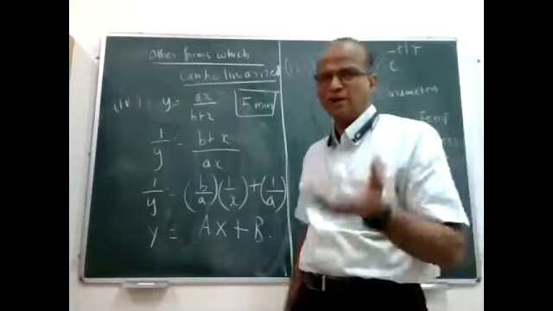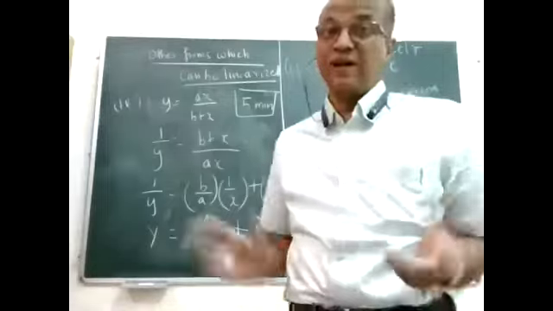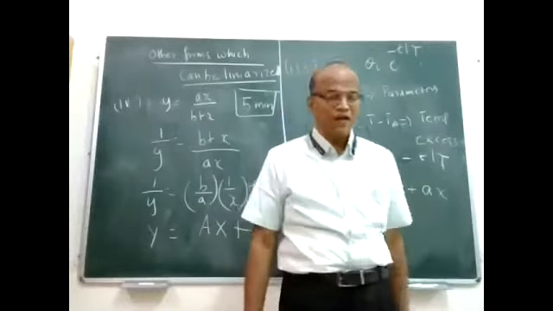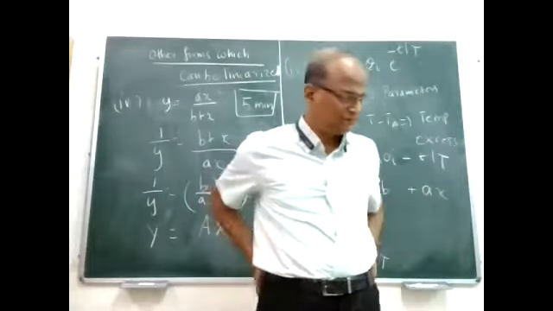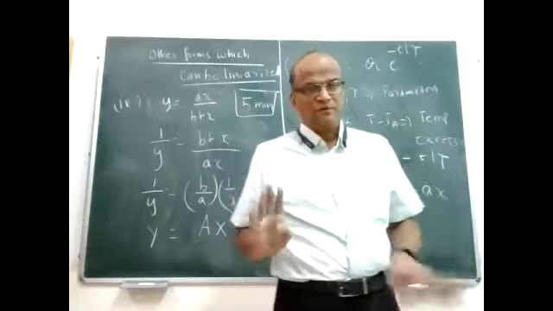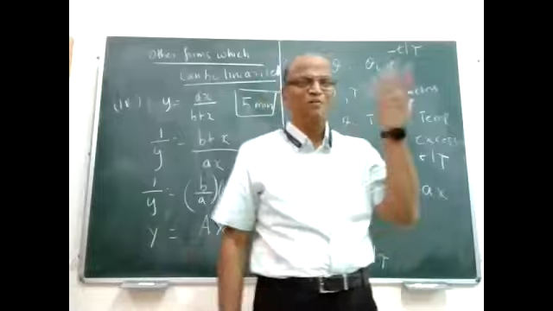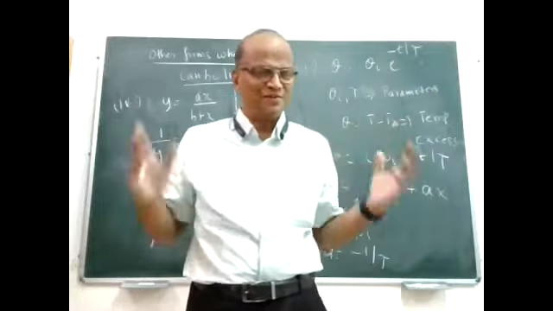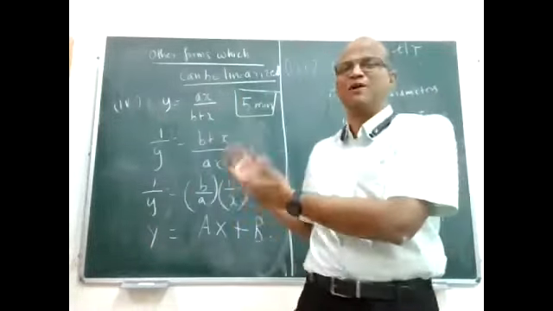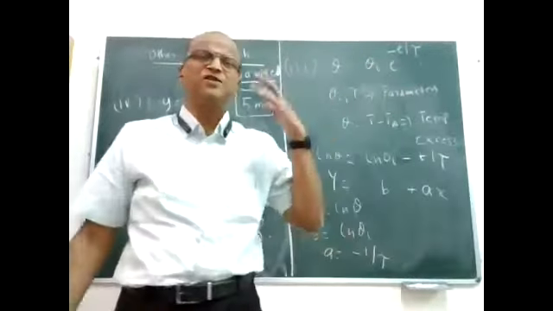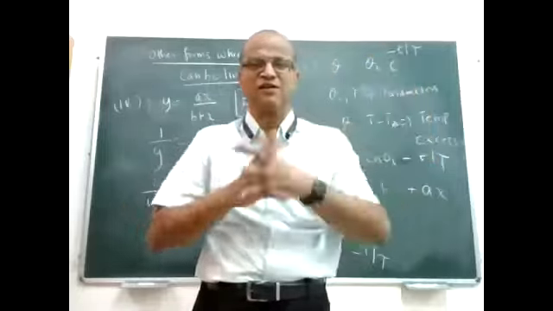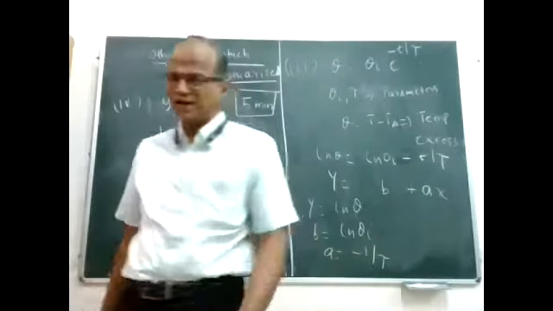So if you can manipulate, try y, try 1 by y, try ln y, try y minus 1, y plus 1, 1 by y minus 1, 1 by y plus 1, whatever tricks, try all the tricks and find, but finally you should be able to get it. Right side somehow should become a straight line. In the left side, it should be possible for you to relate it to the original, and it should be y equal to ax plus b. All right.